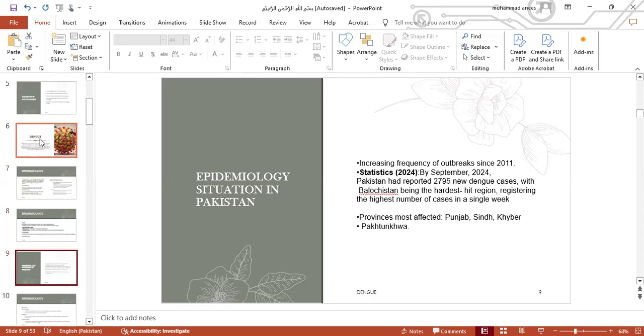It has had an increased frequency of outbreaks since 2011, and looking at the fresh statistics, by the 2nd September 2024, Pakistan has reported a total of 2,795 new dengue cases this year, with Balochistan being the hardest hit region, registering the highest number of cases in a single week. The provinces most often affected are Punjab, Sindh, and Khyber Pakhtunkhwa.